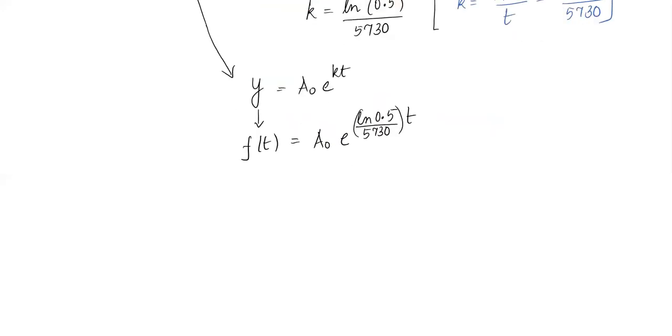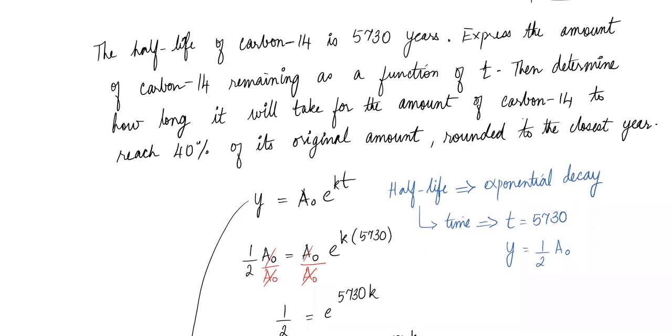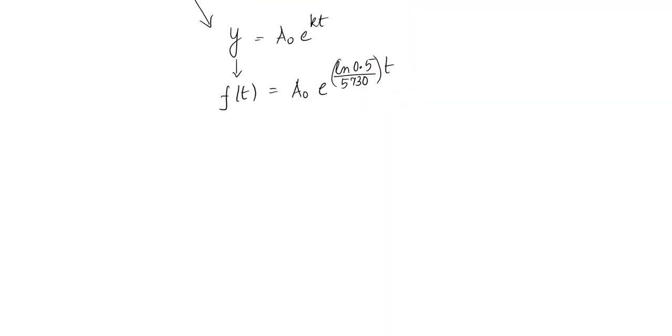All right, now let's go back to the question, and as the last part, determine how long it will take for the amount of carbon-14 to reach 40% of its original amount, rounded to the closest year. Again, we don't know what the original amount is, but it's all spoken in reference to the original amount. So we can use that information here. So your original amount is A naught.